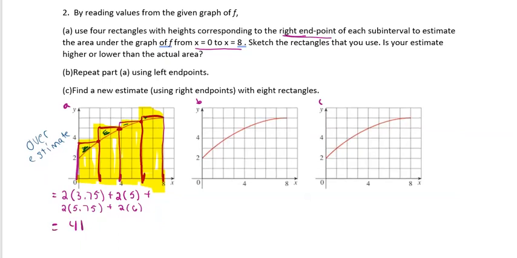So this was an overestimate. It's a little bit too high because we have all of the extra area over the top. So this is an overestimate, and it looks like our overestimate is 41.